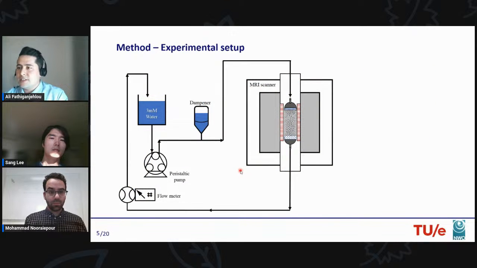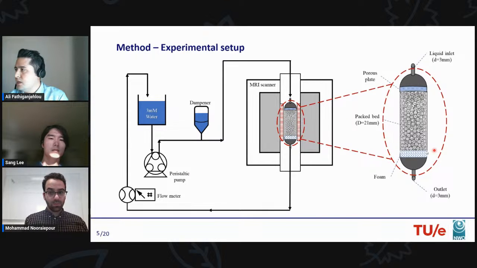Here is a schematic of the experimental setup that we use for MRI imaging. The fluid phase, which is water doped with 3 millimolar gadopentetic acid contrast agent, is pumped into the packed column using a peristaltic pump. Here you can see a schematic of the packed column that we use. It has an inner diameter of 21 millimeters. There is also a porous plate at the entrance of the column to distribute the flow.